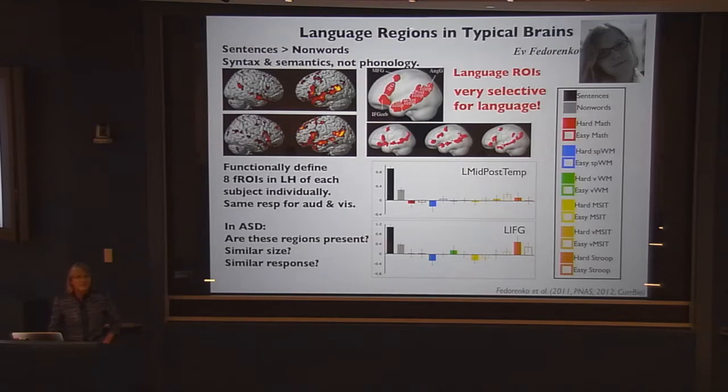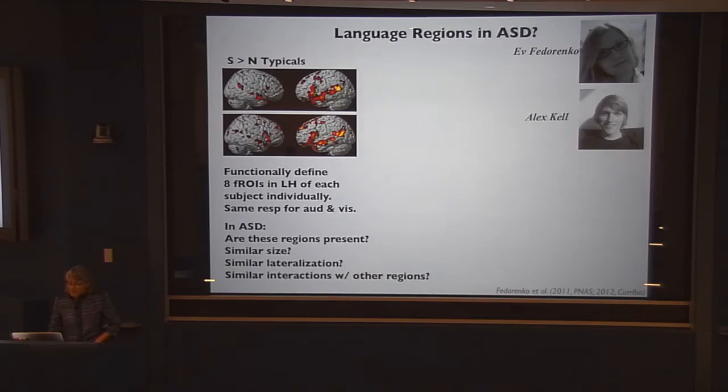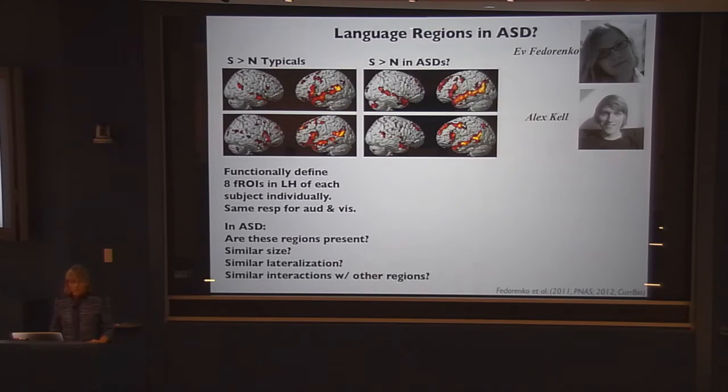So that means we can now ask in autism whether these regions are present, whether they're of similar size, whether they show a similar response magnitude, and whether they're lateralized to a similar degree. To do that, this is also collaboration with Alex Kell. We started scanning adults with autism, high-functioning adults with autism, on very much the same task. Here's two of them up there. If you just eyeball it, you can see it looks really similar. It is pretty similar. So then we figured we should get a little more quantitative.